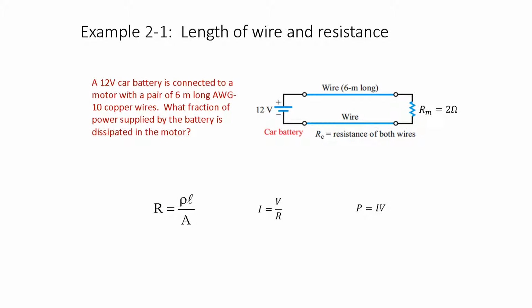Here we have an example of a resistivity problem that could actually arise in real life. So this is a length of a wiring resistance problem. For this one, we have a 12-volt car battery connected to a motor with a pair of 6-meter long AWG10 copper wires. What fraction of the power supplied by the battery is dissipated in the motor?